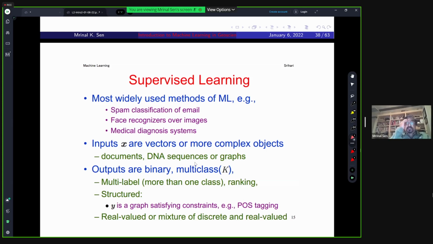Supervised learning is the most used method. Say, for example, spam classification of emails. Once you get an email, sometimes those emails get sent to your spam folder. How does your algorithm know that a particular email is spam? Well, it can look at certain characters, a certain pattern, and certain words.